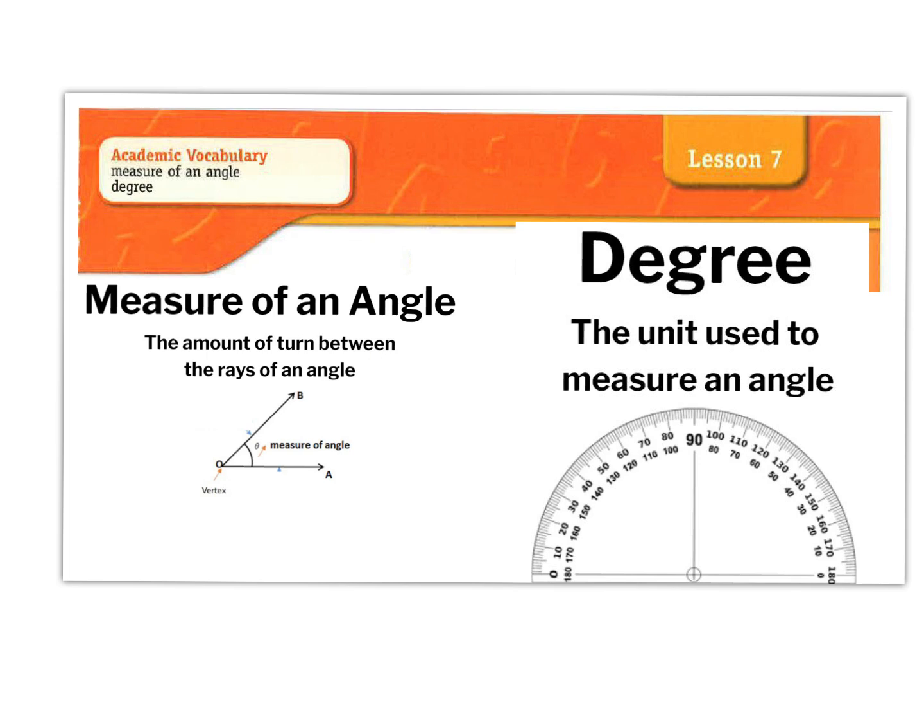Our vocabulary for today: measure of an angle. The measure of the angle is the amount of turn between the rays of an angle. So here we have an angle, AOB, and the measure of the angle is how far the turn is between these two rays. A degree is the unit of measure used to measure an angle. We talked about a protractor before, and we've talked about degrees already. That is what we use to measure an angle.